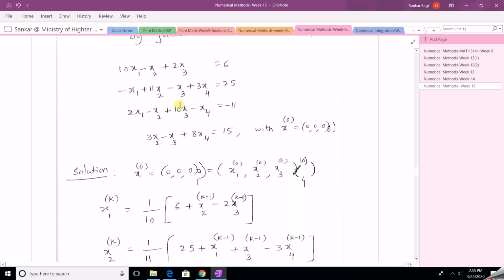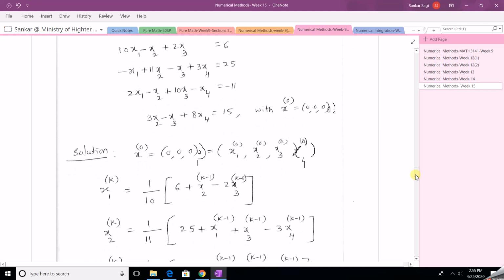Similarly, in the third equation, this is the diagonal element. 10 is greater than or equal to the other coefficients 2, minus 1 and minus 4. And similarly, in the last equation, this is the diagonal element. This is greater than or equal to the other coefficients in absolute value, here 3, here minus 1. So this system is diagonally dominant. The given system is already diagonally dominant.